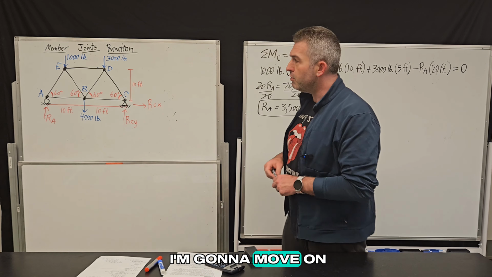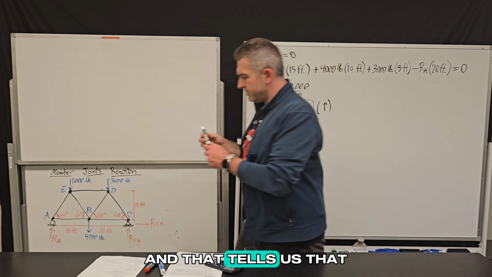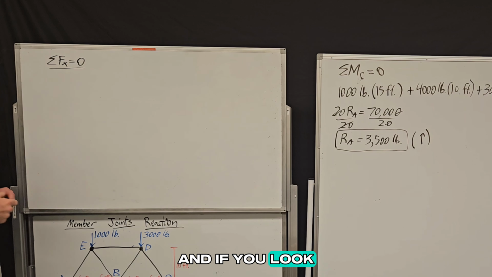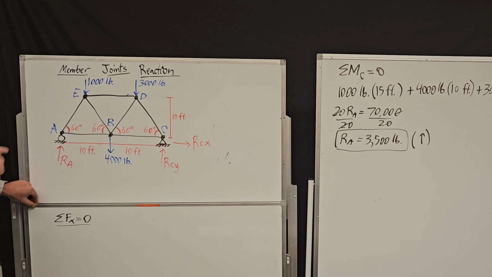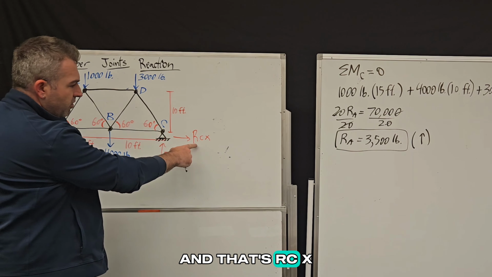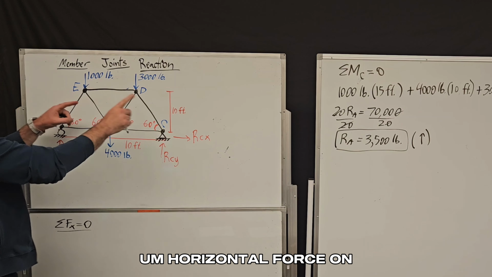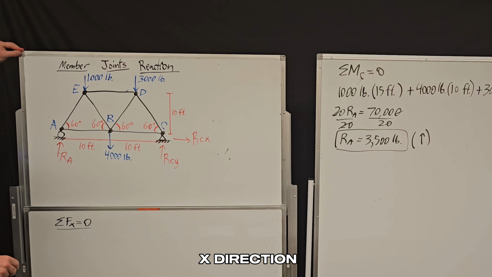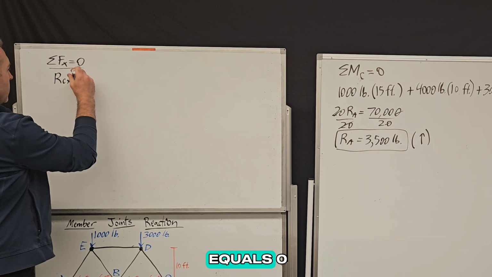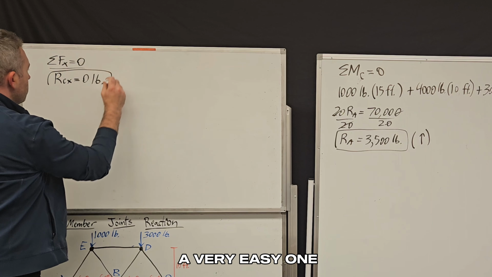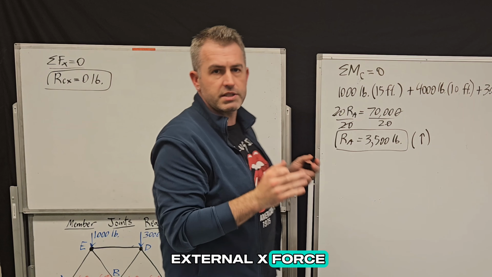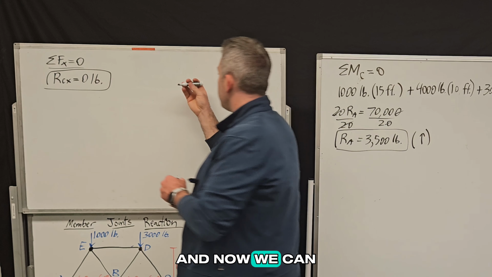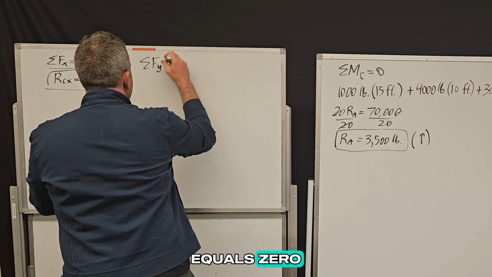Okay, so I think I'm going to move on to this equation, and that tells us that the sum of all forces in the x direction equals 0. And if you look at our bridge here, there's only one force in the x direction, and that's RCX, because there's no external horizontal force on this bridge. So this is my only force in the x direction. And that means that I have RCX equals 0. And so this is a very easy one because there is no external x force. That means that there is no reaction at point C in the x direction. Very, very simple one.